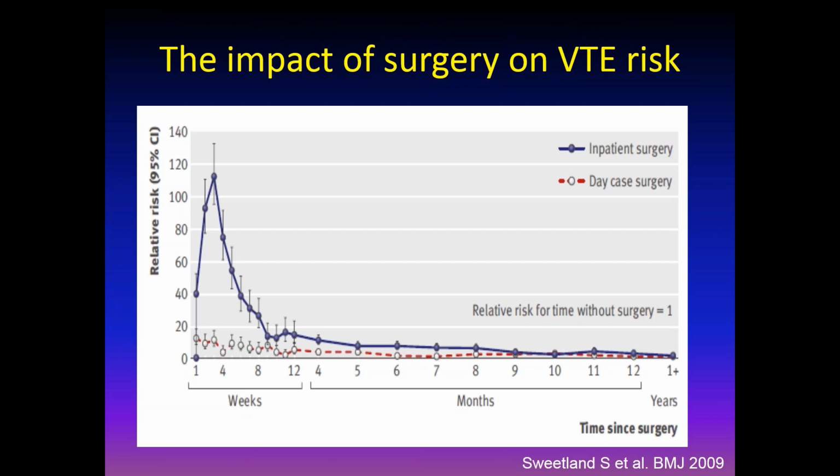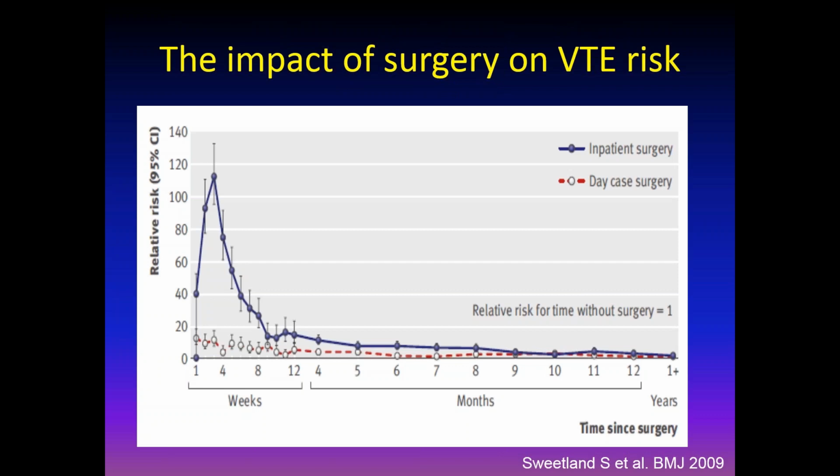As I showed a couple of slides ago, surgery is a very important risk factor. This is data from the Million Women Study done in the United Kingdom, looking at over 1 million women and their risk of DVT or PE events over a 2-year period, and the risk associated with either inpatient surgery, in the blue line, or day case or ambulatory surgery, in the red line.